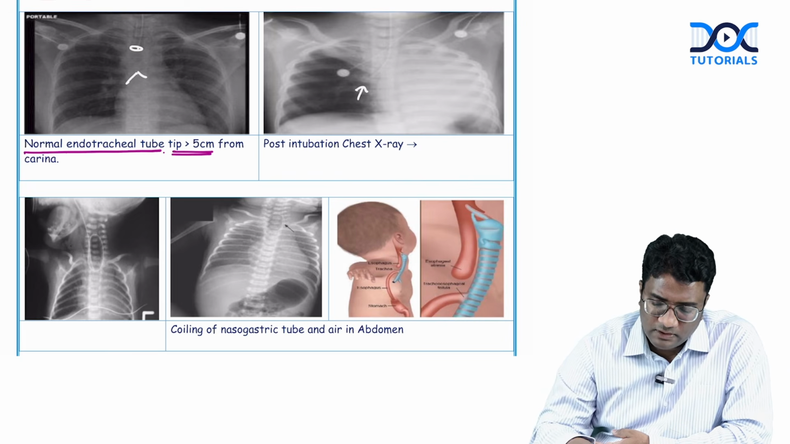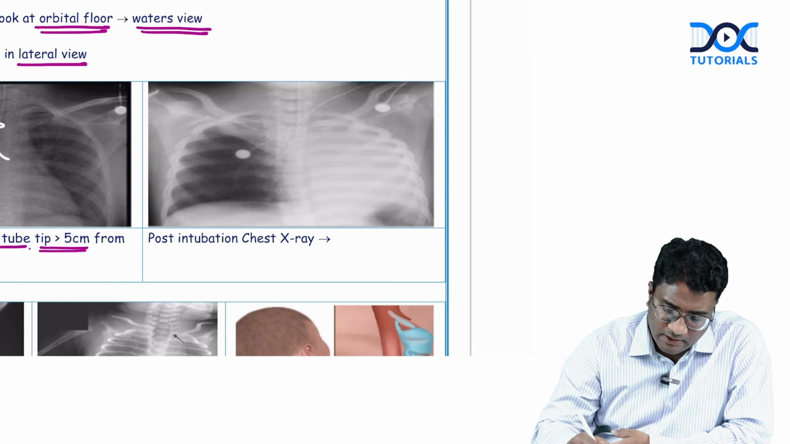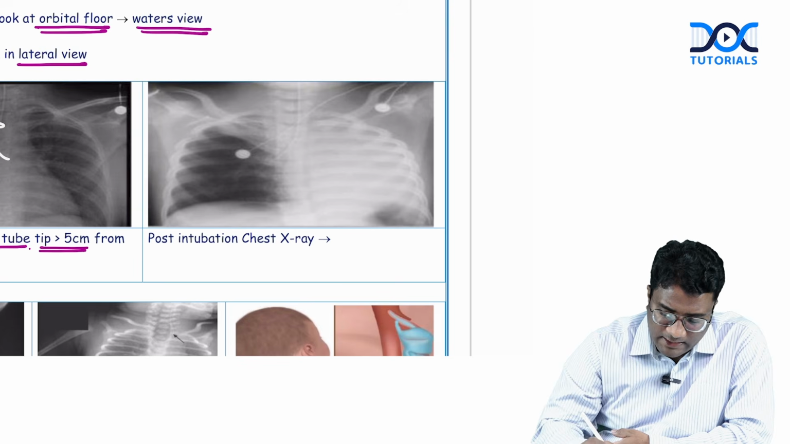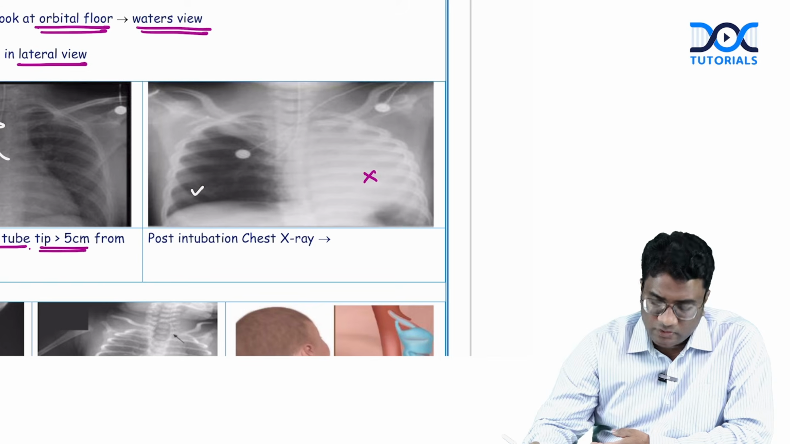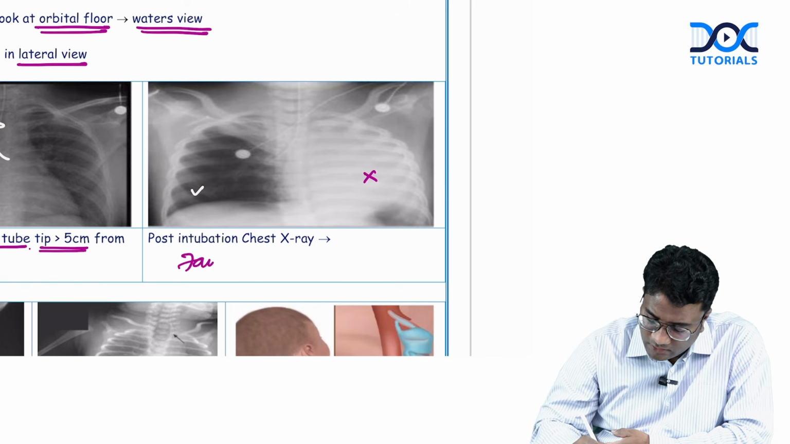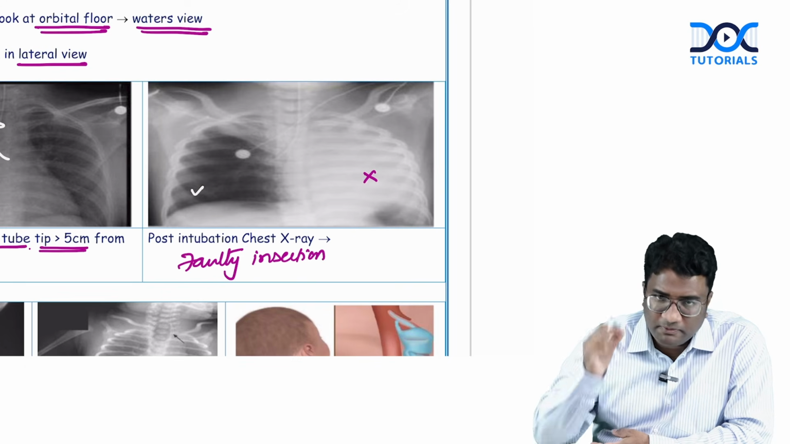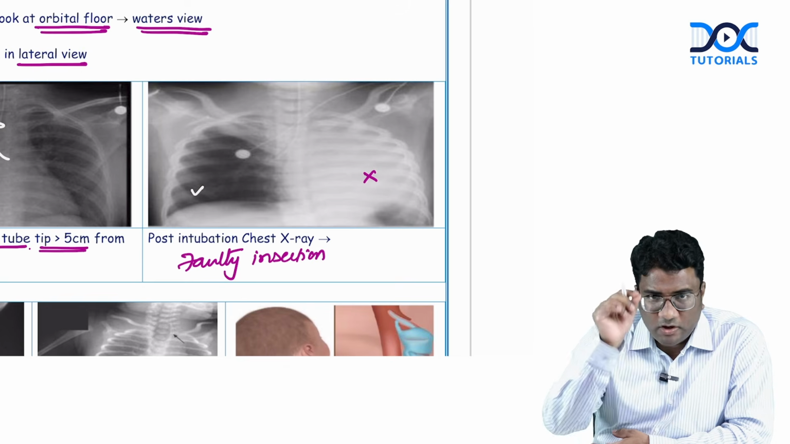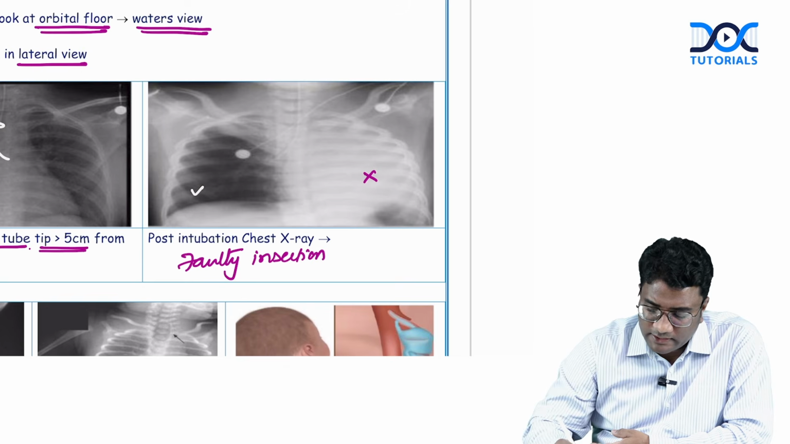Let me zoom it for you. Are you able to notice the tip? Are you able to notice the tip has gone into the right main bronchus and is aerating only the right lung and is not giving aeration in the left lung? So this is what a faulty insertion looks like. Faulty insertion of endotracheal tube. Normally, the tip of the endotracheal tube should be more than 5 centimeters from the carina. If it has gone into the main bronchus, this is faulty insertion of endotracheal tube.